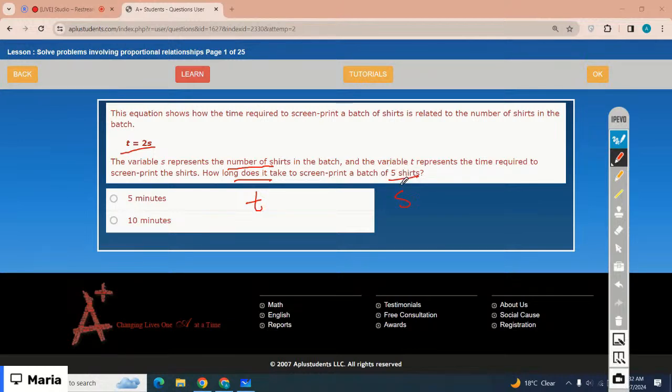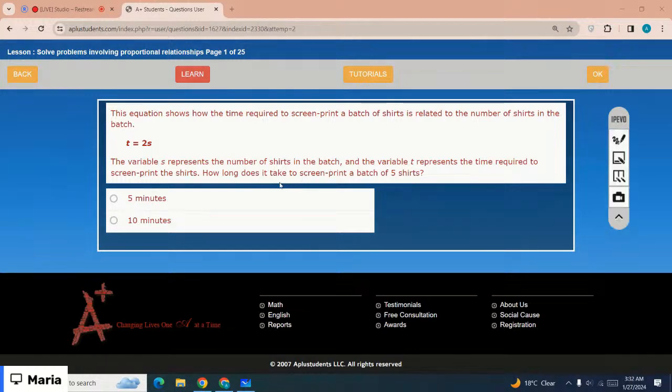So you're given S equals 5 and you need to calculate the value of T. So T equals 2 times S, replace the S with the value 5. So 5 times 2 is 10. That means it takes 10 minutes to print the 5 shirts. The correct option is 10 minutes. Got it?